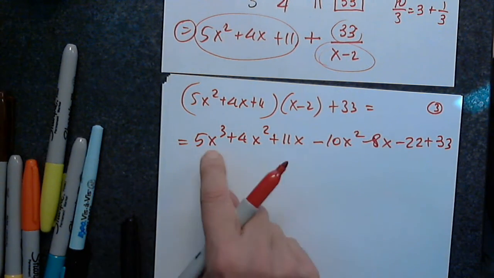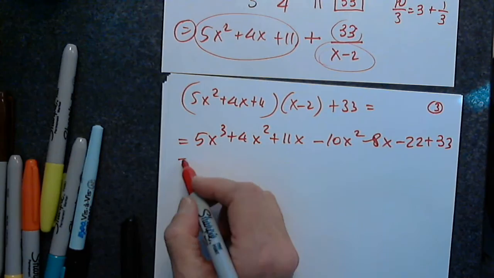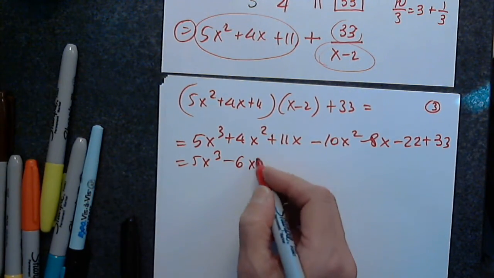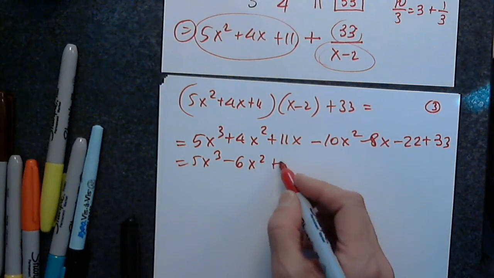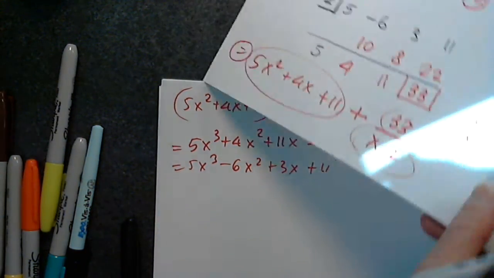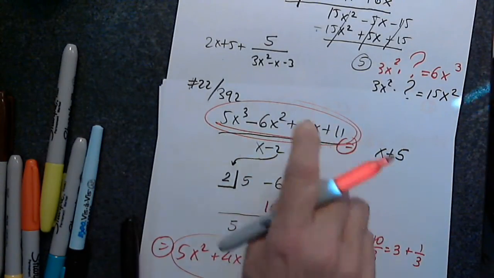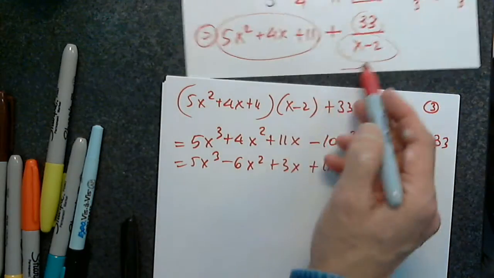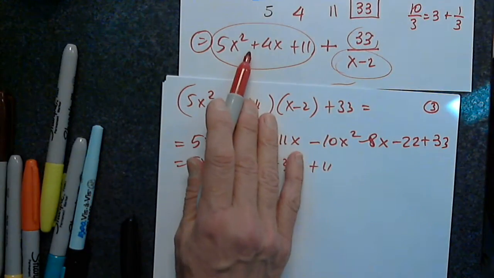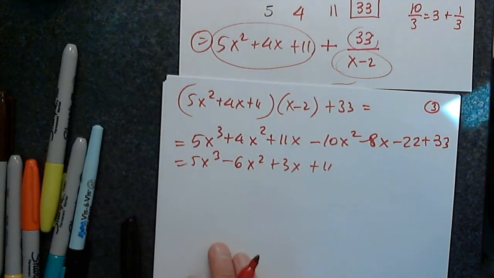This one: 5x squared, I'm sorry, 5x cubed, yes. These two, minus 6x squared. These two plus 3x, and these two plus 11. So I got this back. Therefore, this is the correct division. This is the quotient, the remainder, the divisor.